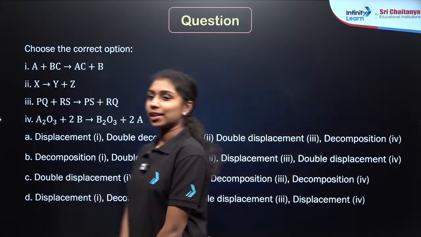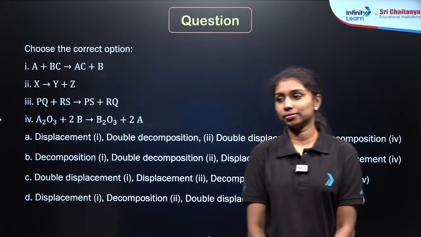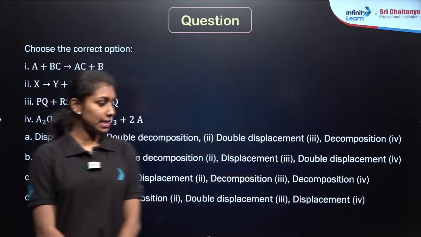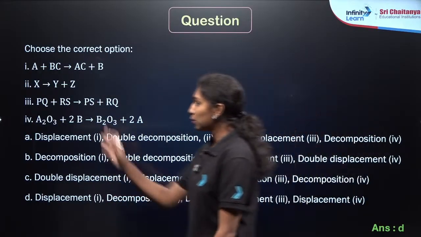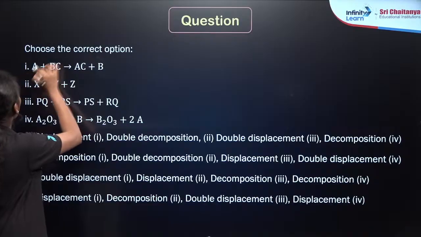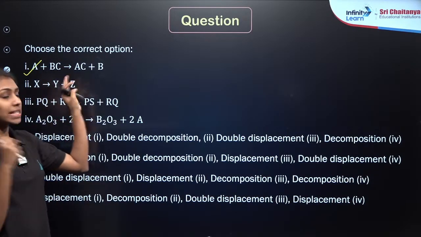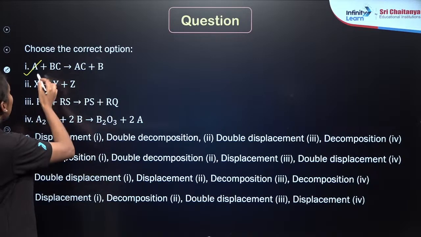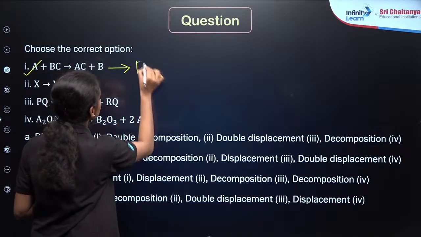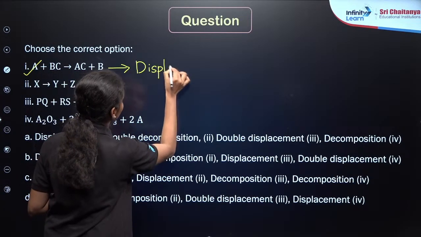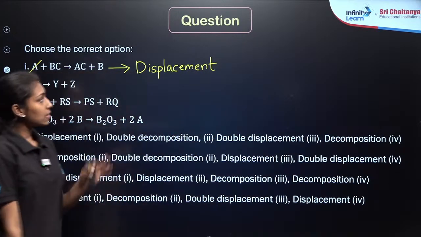Arush, are you sure option D is the correct answer? Yes, let's see the answer here. Option D is the correct answer. What are you observing in the first reaction here? A plus BC gives AC plus B, right? The element A is replacing the B, right? So this is a displacement reaction. We have already studied the types of reactions in the chemical reactions and equations chapter. So one of the reactions is a displacement reaction.